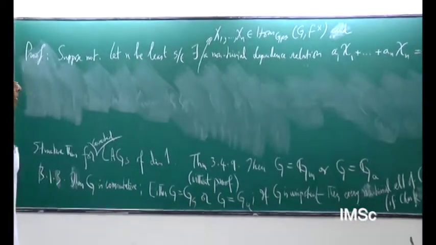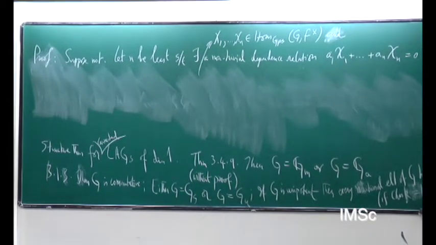Now, n is the least such number. So in particular it follows that none of the ai is 0, because if one of them is 0, then it comes down to fewer terms and the minimality of n is violated.